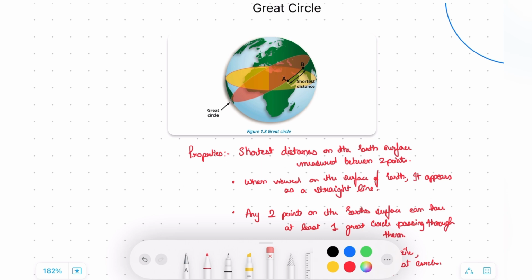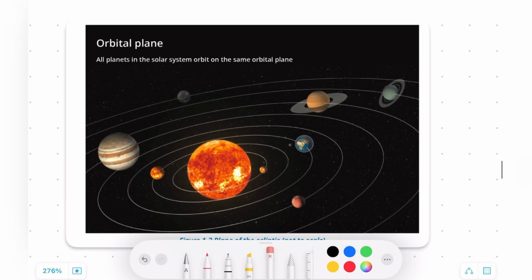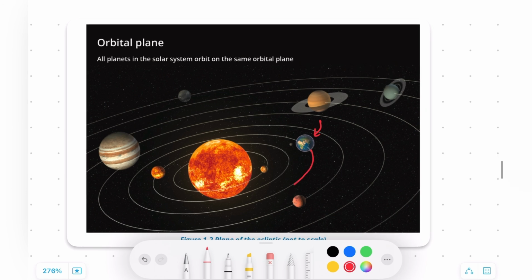Now, let's look at the earth more from a space point of view. The earth is just one of the planets in our solar system that orbits the sun. This is our earth and it orbits the sun. This orbit itself is completed on the plane of the ecliptic, or the orbital plane, which is essentially this plane. This plane of revolution is what we call the orbital plane.